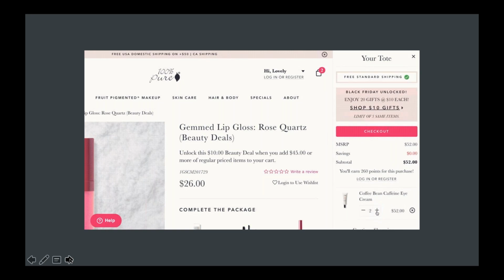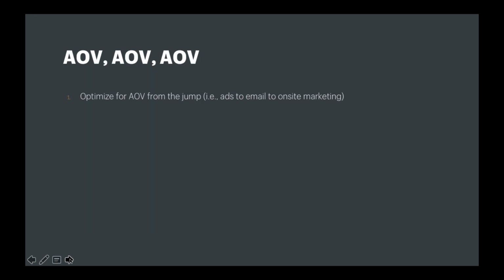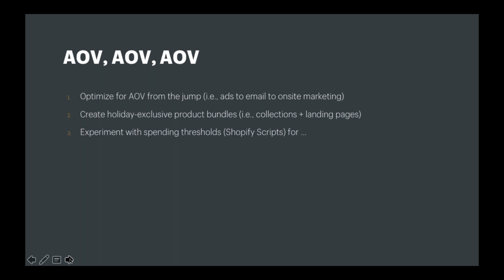Okay, let's put this all together. AOV, AOV, AOV. One, optimize for AOV from the jump, from your ads to your email to on-site marketing. Two, create holiday exclusive product bundles, meaning collections that are placed at discounts and extra credit for landing pages rather than just collection or product pages that are exclusively created for your different events.